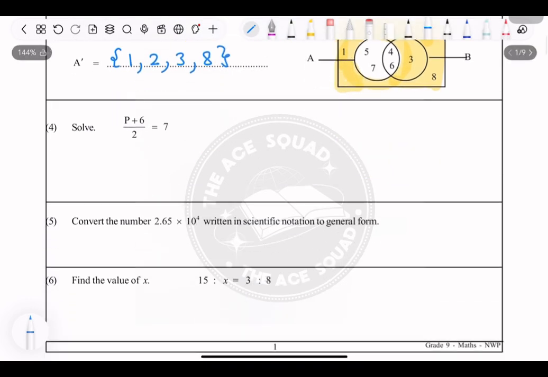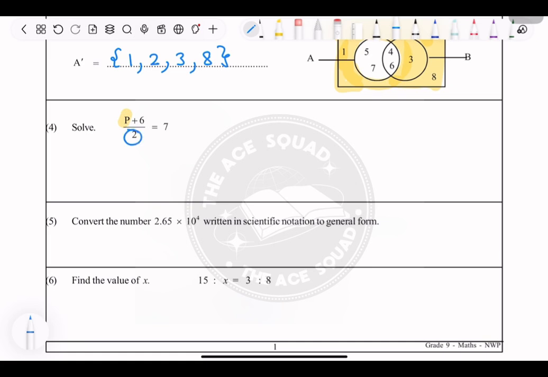Question number 4, you have to solve this equation. So basically our aim is to make P the subject, right? So send whatever is extra to the right hand side. So first let's send this 2. You can see that this 2 is a division on the left hand side. So when you send it to the right hand side, it's going to become multiplication. 7 multiplied by 2. So P plus 6 is equal to 14.